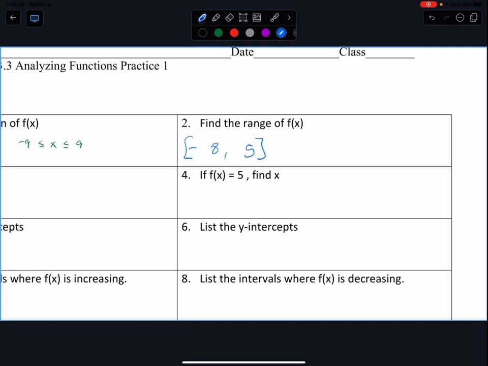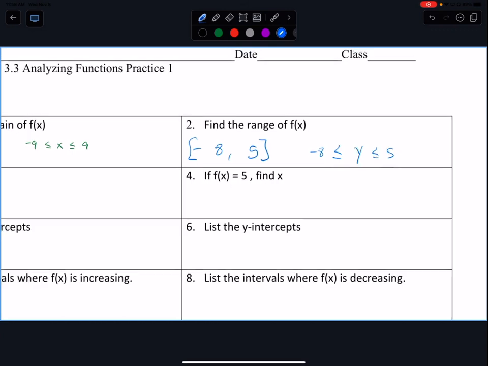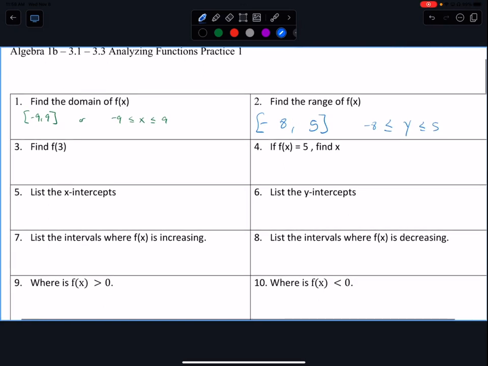Remember when you're writing domain and range, the difference with range is now you're using your y values. So y is greater than or equal to -8 and less than or equal to 5. Right? And those are your two notations. So now we have our domain and range. Any questions so far?